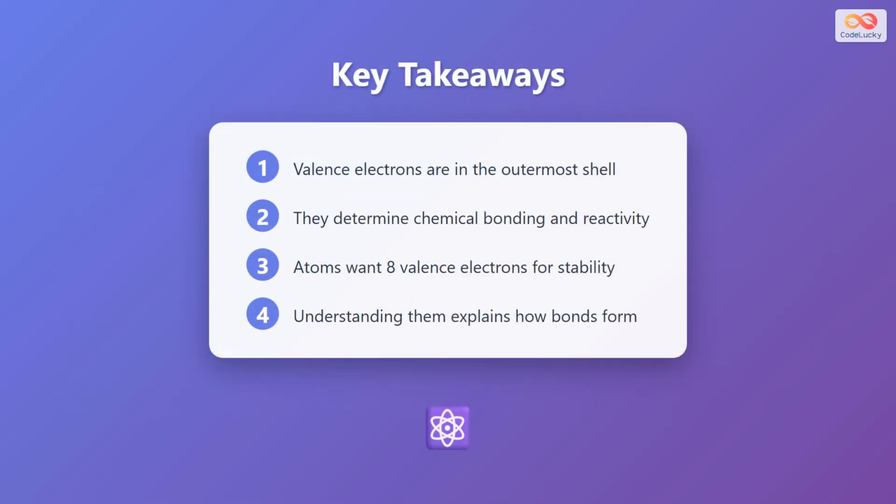Let's review the key takeaways from this lesson. First, valence electrons are the electrons in the outermost shell of an atom. Second, they determine chemical bonding and reactivity. The number and arrangement of valence electrons controls how an element behaves chemically. Third, atoms want 8 valence electrons for stability, and this is called the Octet Rule. And fourth, understanding valence electrons explains how and why chemical bonds form. Whether it's ionic, covalent, or metallic bonding, it all comes down to valence electrons. Master this concept, and you'll have a solid foundation for understanding all of chemistry.